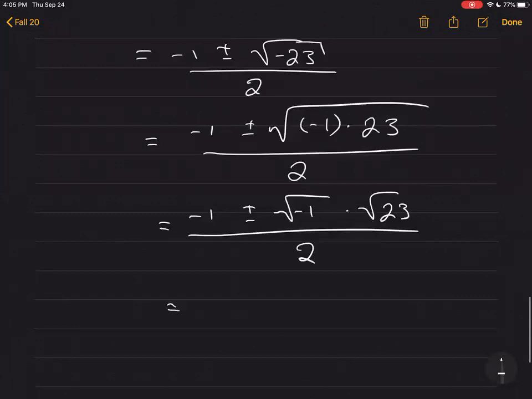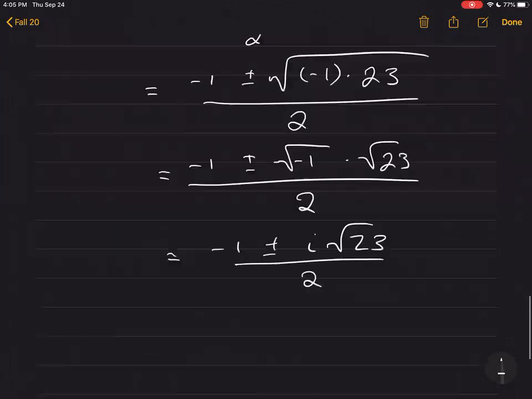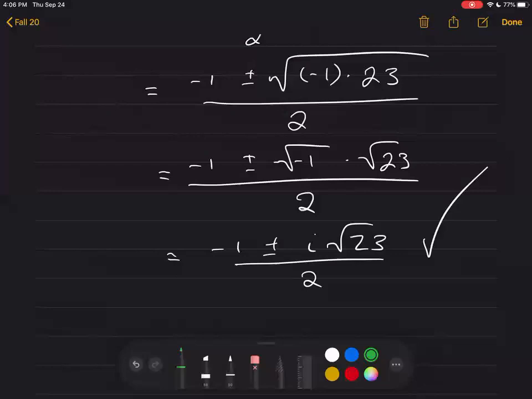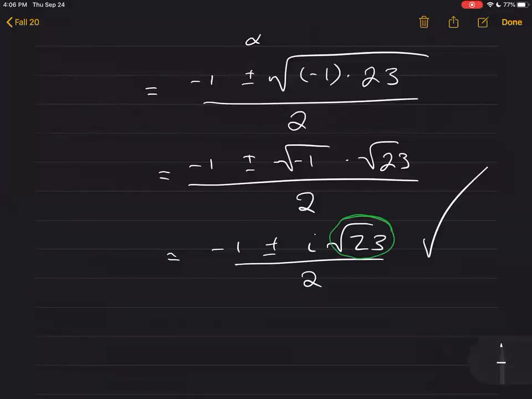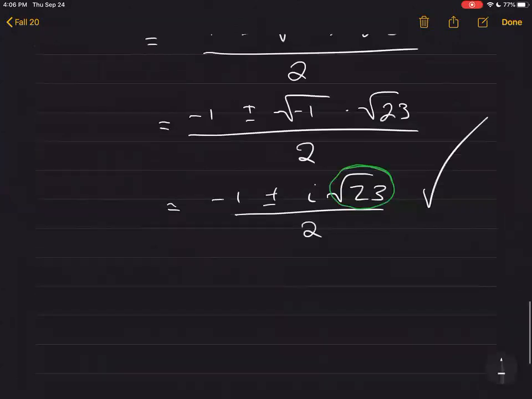And then we've got negative 1 plus or minus, this is i square root 23 over 2. And I don't see an easy way to simplify this any further, so this would be a complete answer. Now, if, for example, this were something easy to calculate, like the square root of 25, you should definitely simplify that. But for this problem, this is good enough. Okay.